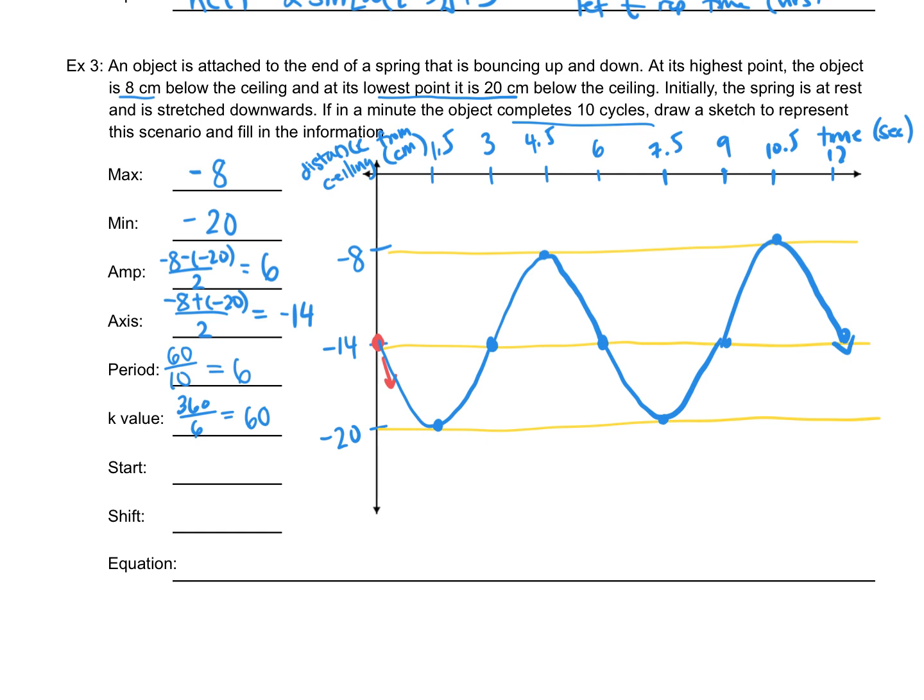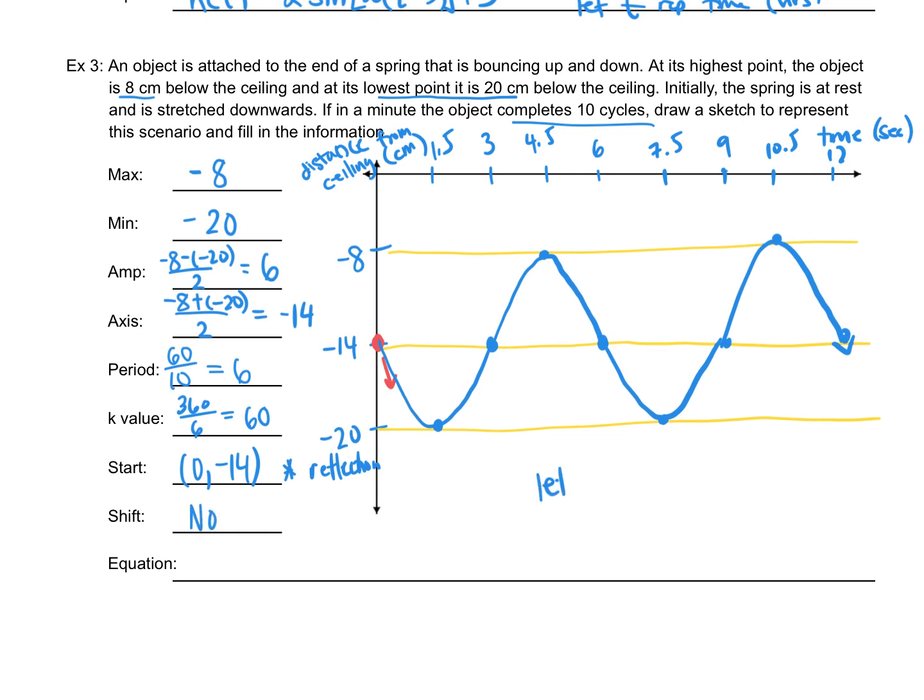So now our start, well, the start is on the midline. So I'm just gonna use 0, -14 as a start, but there is a reflection because we're heading down to the minimum. So there is no shift.